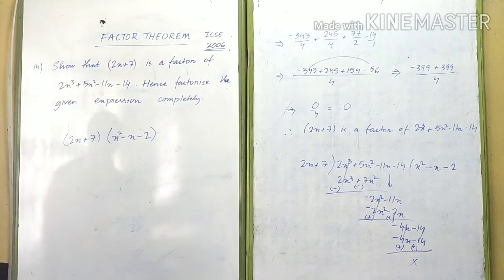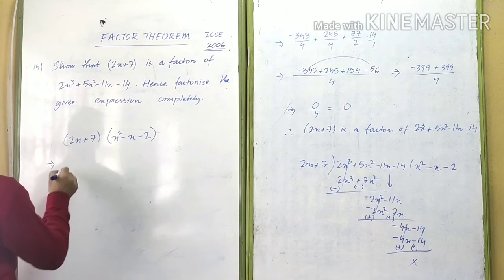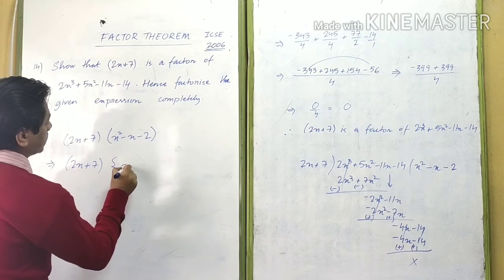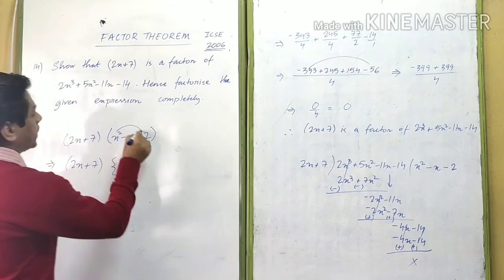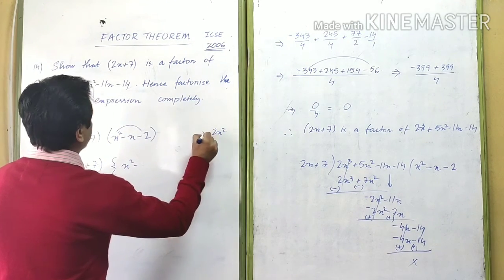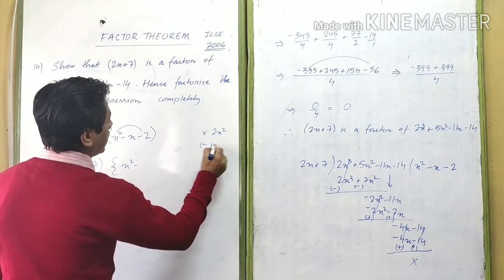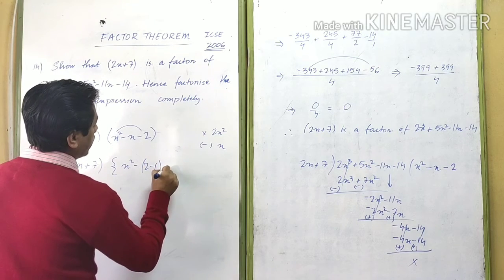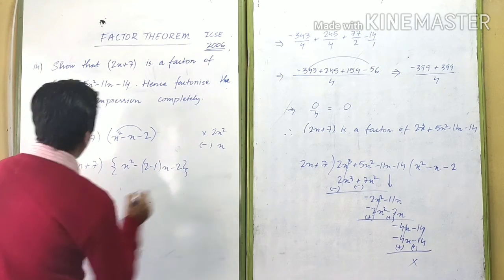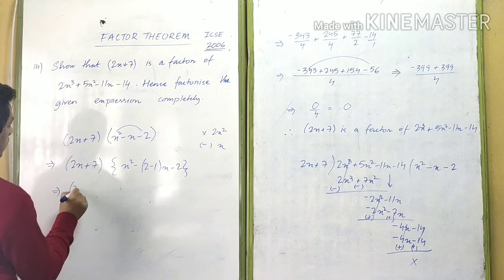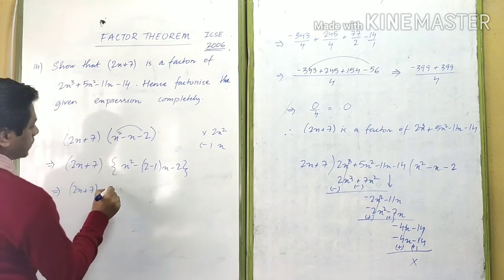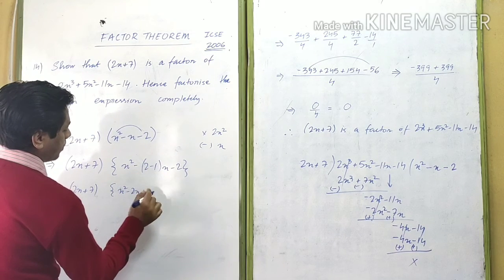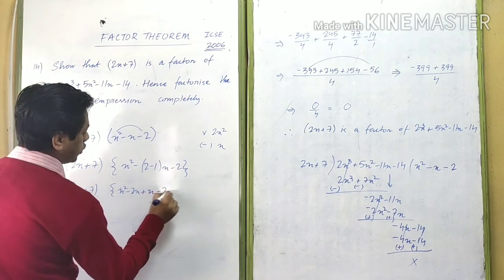This polynomial has to be further factorized by middle term factorization. So when I multiply, I should be getting 2x square, and when I subtract, I should be getting x. So my factor will be 2 and 1. X square minus 2x, minus into minus plus, minus 2.